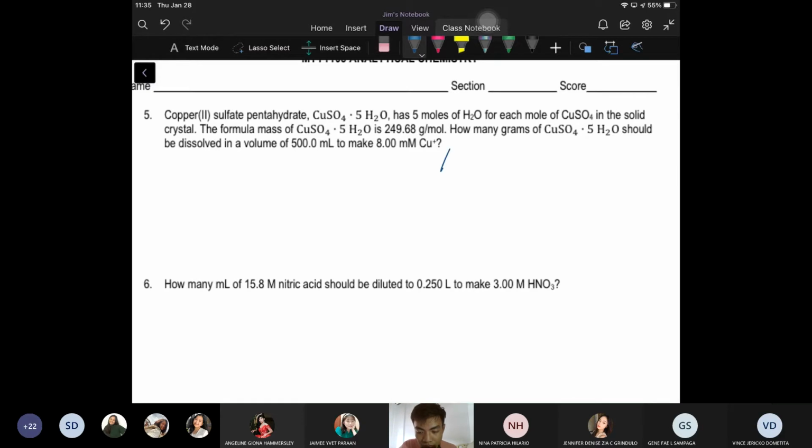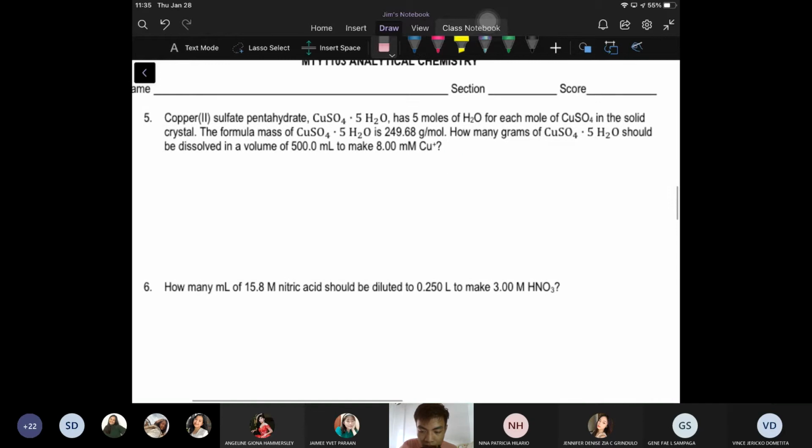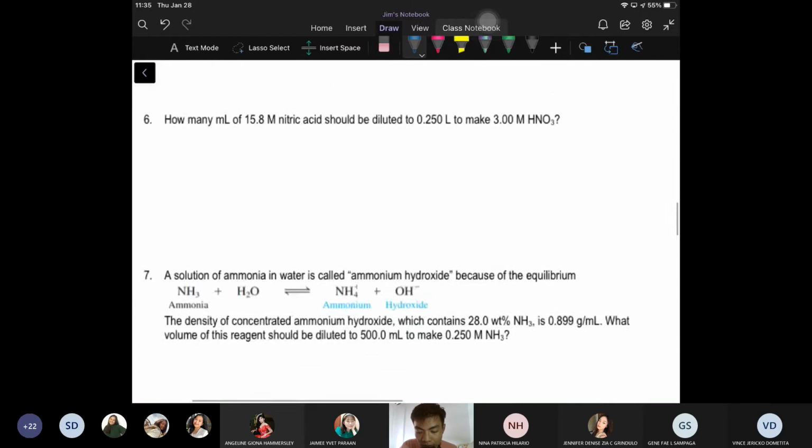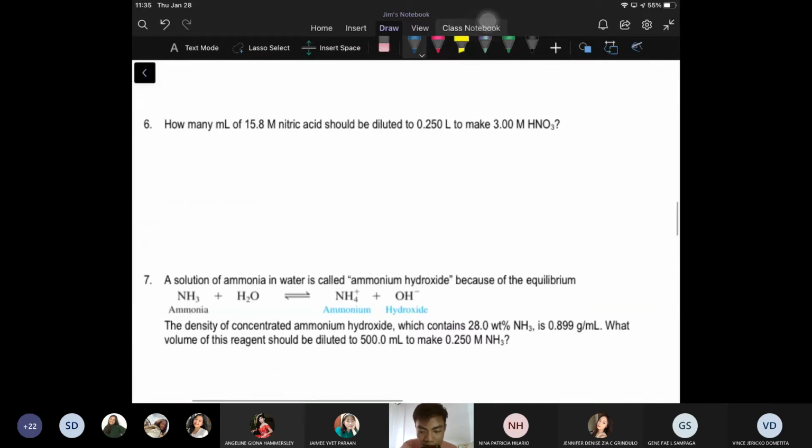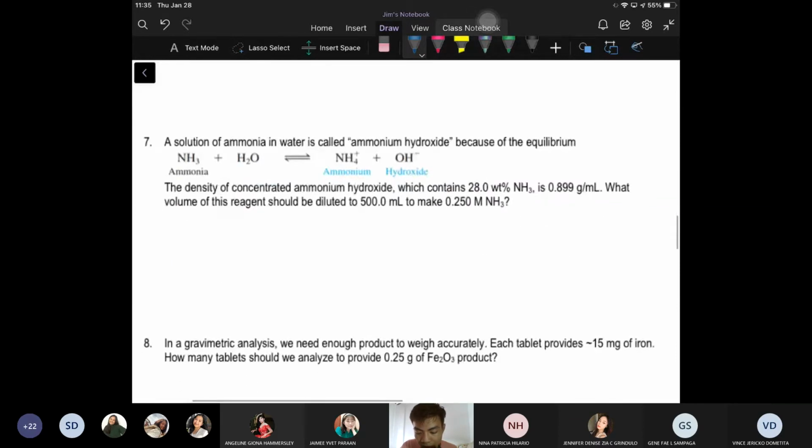By the way, mali pala yung ion ko. This is copper 2+. Okay, so anyway, SKL. So, gagawa tayo ng, itong 6, bibigay ko na lang din sa inyo to. Dilution lang yan. Number 7.